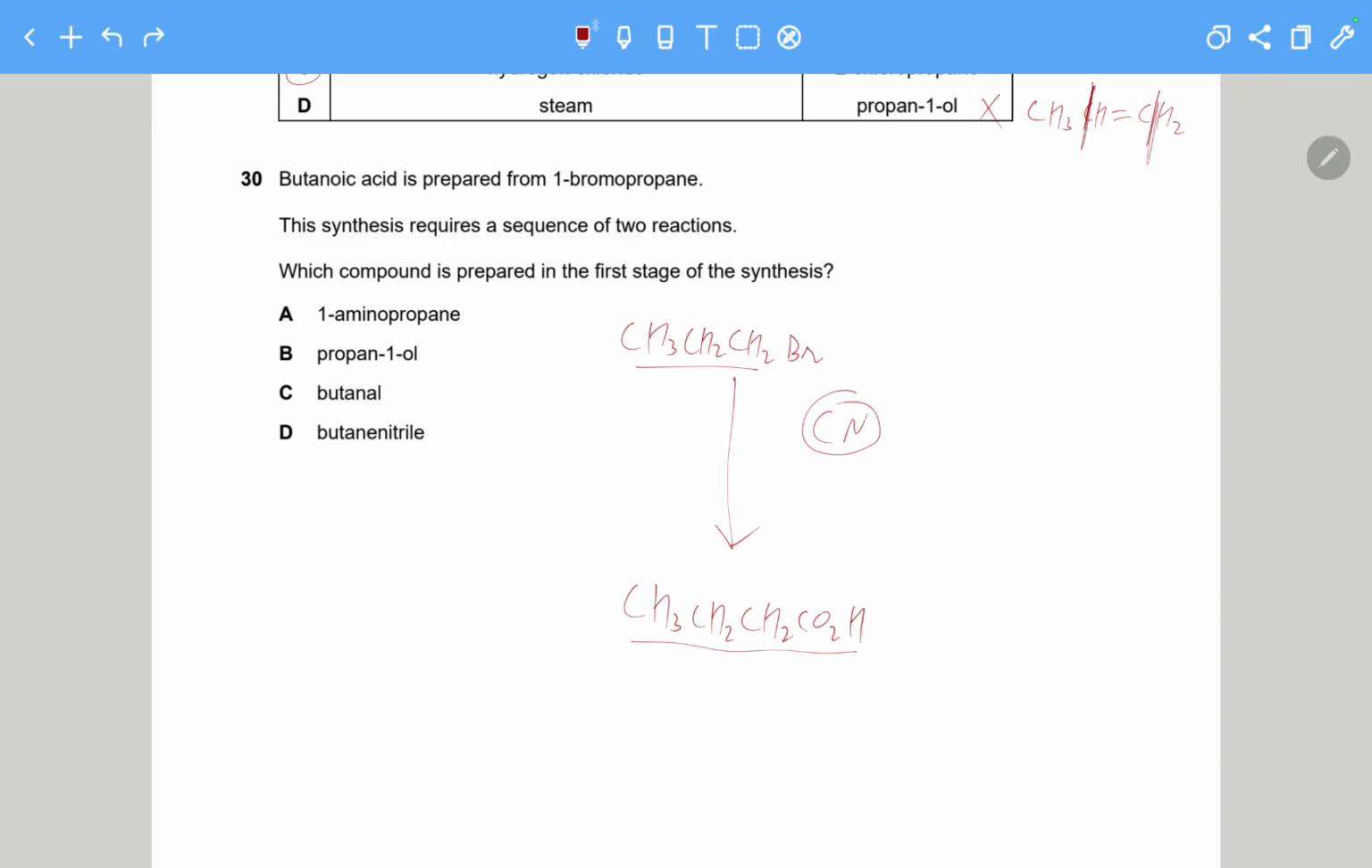increases the number of carbons by 1. So if we substitute this with nitrile, for example, by using HCN or NaCN or something, we get CH3, CH2, CH2, CN. Now we have gone from 3 carbons to 4 carbons. And if we hydrolyze the nitrile, remember, we get a carboxylic acid. So the question asks, which compound is prepared in the first stage of the synthesis? It's this one. And that is butanenitrile, and that's option D. So always draw out what is happening in the question so that you can visualize it. And once you're able to visualize what is happening, you'll be able to find the answer faster, and more accurately.